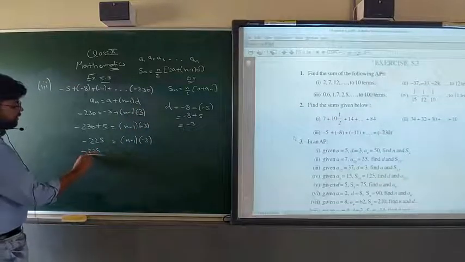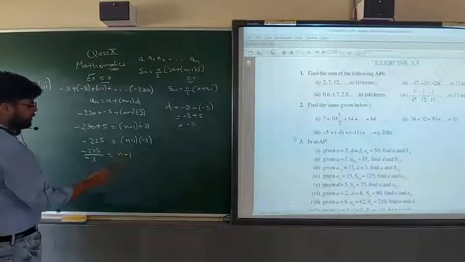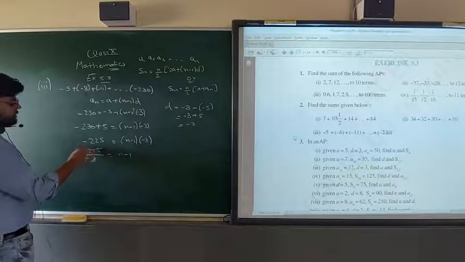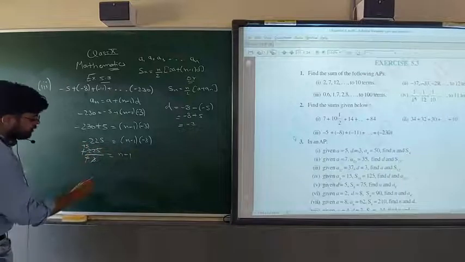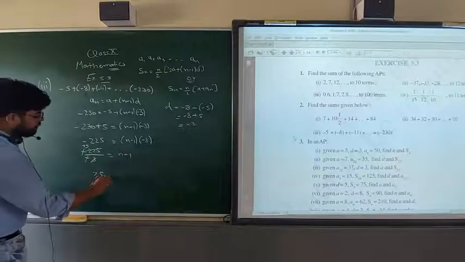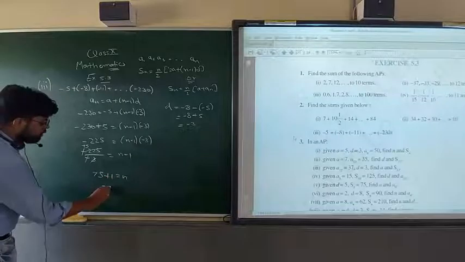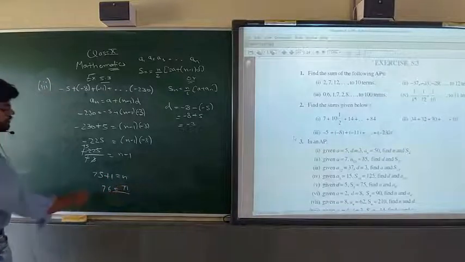225 divided by minus 3 equals n minus 1. Minus minus cancel. 3 sevens are 21, 3 fives are 15. So 75 plus 1 equals n. The value of n is 76.